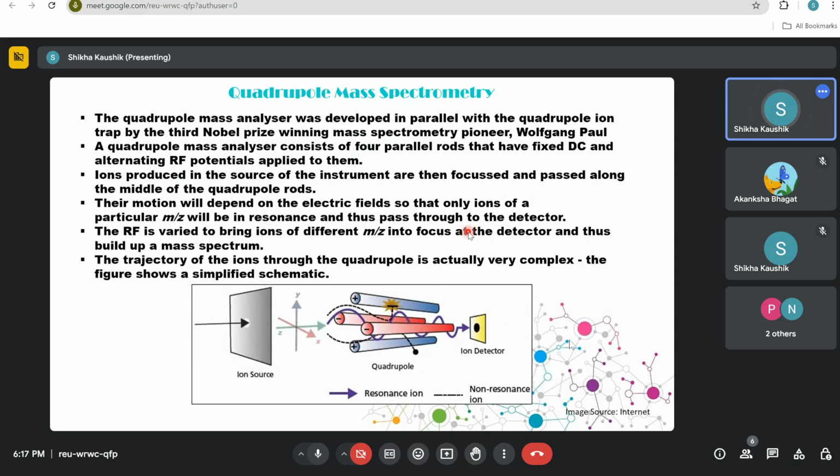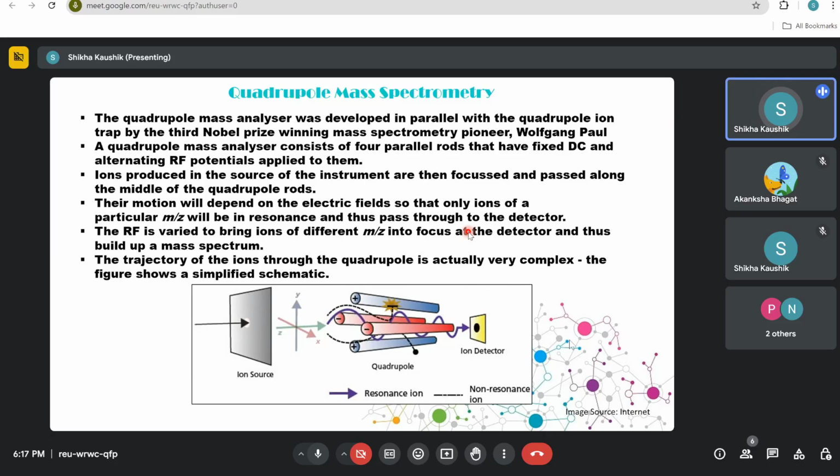Then let's talk about what is quadrupole mass spectroscopy. We have talked about tandem mass spectroscopy, we have talked about LCMS, we have talked about a lot of things, but we have not talked about it in detail. I gave you a brief of quadrupole mass spectroscopy in our introduction to mass spectroscopy, but today we'll talk about it in a more detailed manner. The quadrupole mass analyzer was first developed in parallel with the quadrupole ion trap by the third Nobel Prize winning mass spectroscopy pioneer, Wolfgang Paul. So he is the one who introduced this analyzer as well.